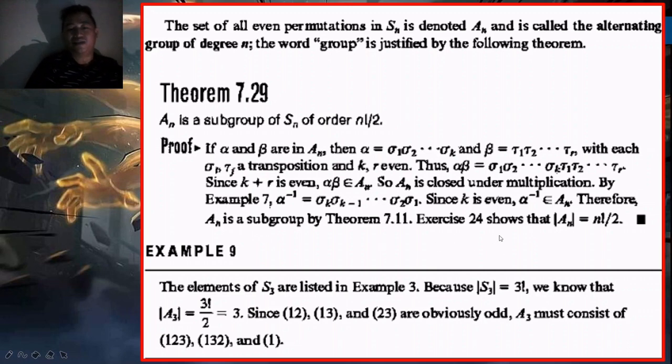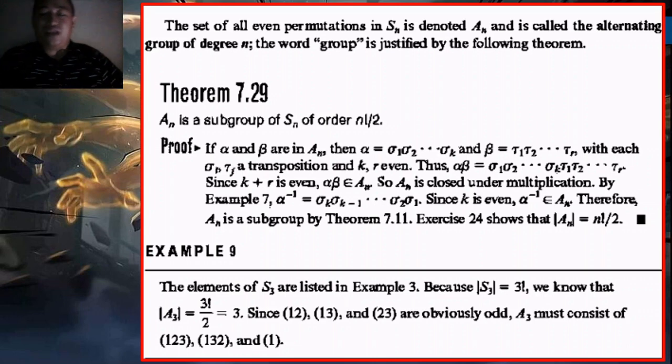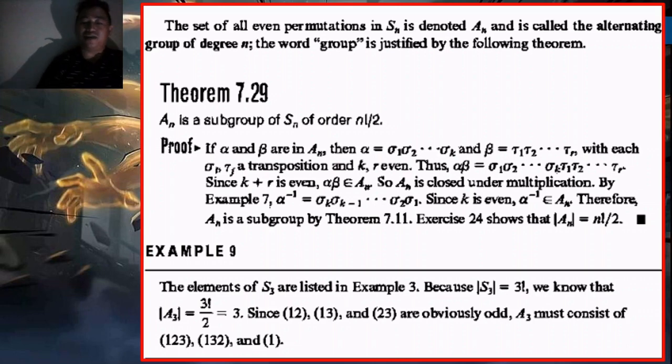Exercise 24 shows that the order of An is equal to n factorial over 2. We will show exercise 24 later, just to view it so you can see why the order is n factorial over 2. So, example number 9. The elements of S3 are listed in example 3. The order of S3 is 3 factorial, so we know that the order of A3 is 3 factorial over 2.